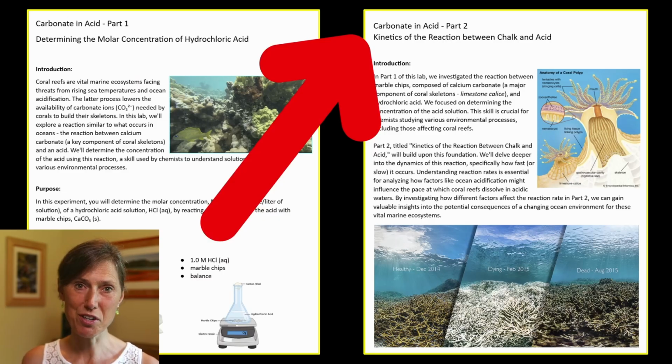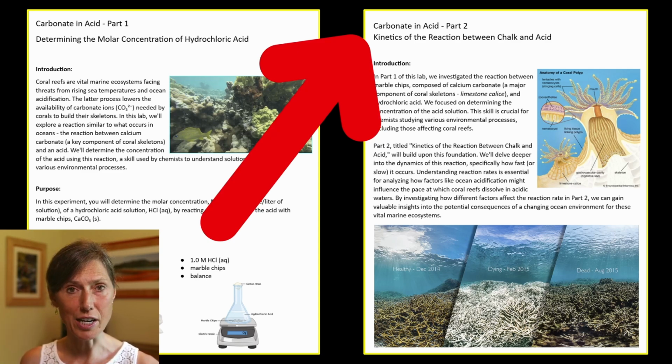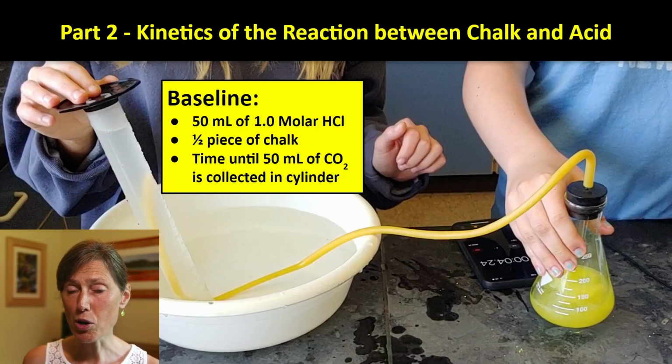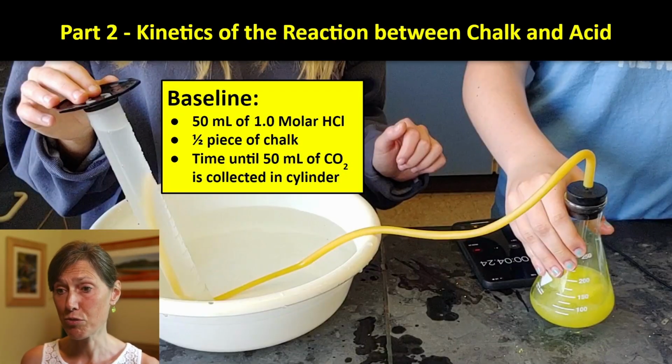But the second part of this lab is really what connects it back to what may be happening at coral reefs. We are again focusing on reaction rates. What factors could we change to speed up a chemical reaction? And we can relate this second part directly to what may be happening at coral reefs in terms of increasing ocean temperatures. For this part, the baseline again is 50 milliliters of 1 molar hydrochloric acid.